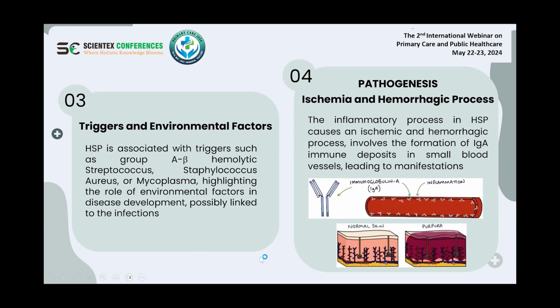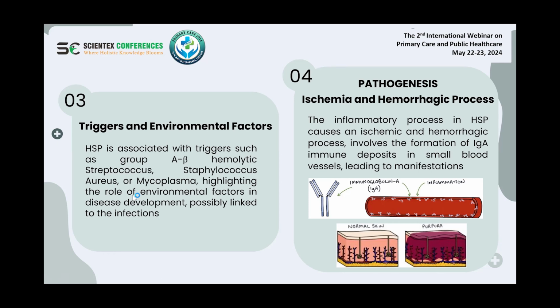And for pathogenesis, the main process of HSP causes ischemia and a hemorrhagic process, where HSP arises from the infection history, which activates immune complex deposit and complement activation, leading to local inflammation and infiltration of polymorphonuclear leukocytes. It causes the formation of predominant IgA1 immune deposits in the arterioles, capillaries, and venules, and then continues to necrosis of the blood vessel. This process we can call leukocytoclastic vasculitis.